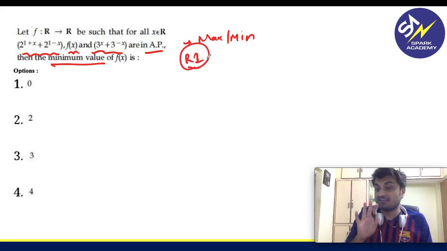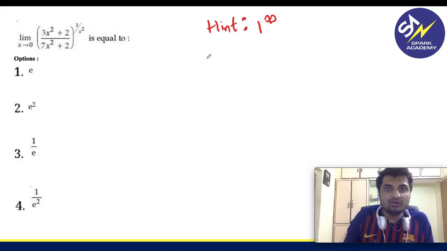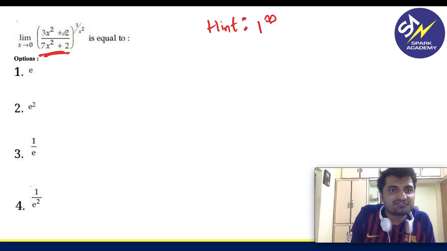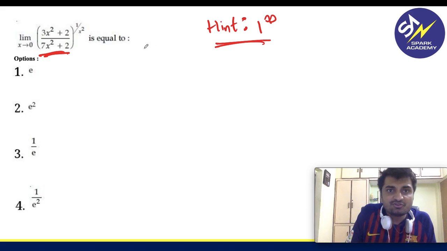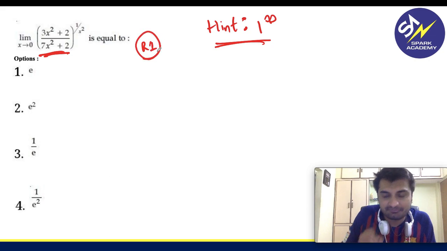For me, calculus is round 1 unless it is very difficult, guys. And look at this. This is a simple limit, x tends to 0. As I gave the hint, it looks like a 1 power infinity question, right? So 1 power infinity limits are very easy to solve. So again, I will call it a round 1 question.